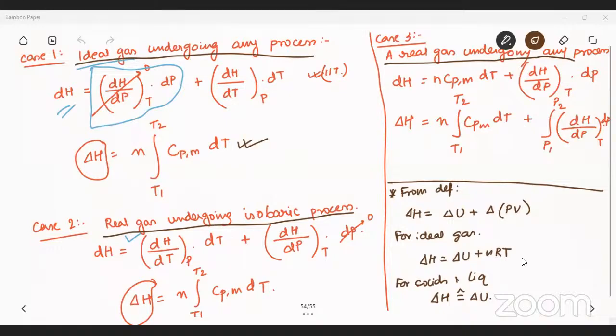Okay. So yesterday we dealt with ideal gas undergoing any process and their delta H calculation. So basically we did the delta H calculation for any kind of physical processes, right? So today we will be dealing with the delta H for any kind of chemical process. So let's start. Today we are going to deal with the calculation of the delta H for any chemical process.